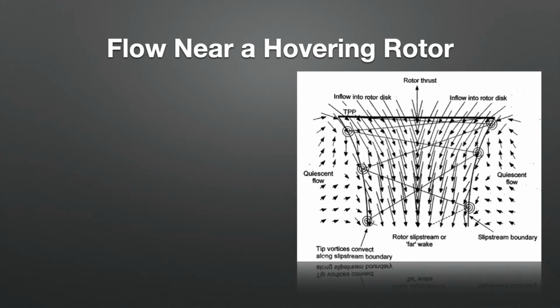Flow near a hovering rotor. Here the rotor has 0 forward speed and 0 vertical speed, that is no climb or no descent. The flow is azimuthally axisymmetric. Here there is no jump in velocity across the disk, although because a thrust is produced on the rotor, there must be a jump in pressure over the rotor disk.